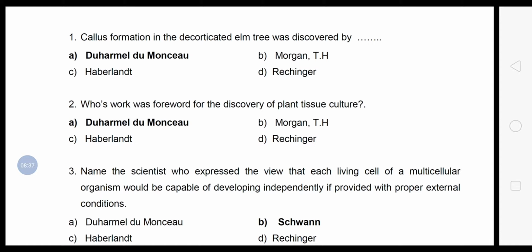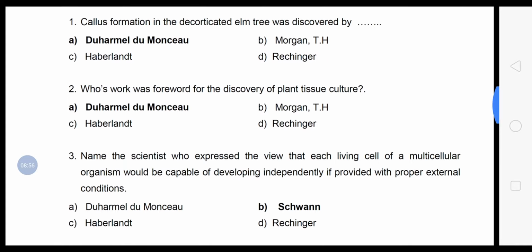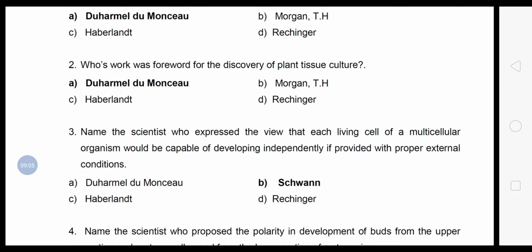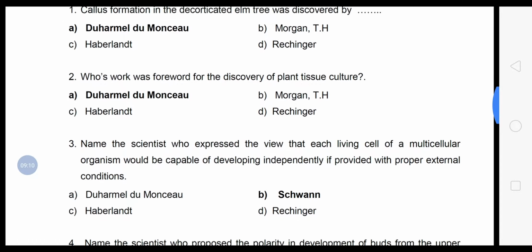Callus formation in the decorticated elm tree was discovered by, options are Duhamel, Montier, Morgan, Haberlandt and Ratschinger. Answer: callus formation in the decorticated elm tree was discovered by Duhamel Montier. Whose work paved the way for the discovery of plant tissue culture? The answer is Montier only. He was the pioneer worker in plant tissue culture.